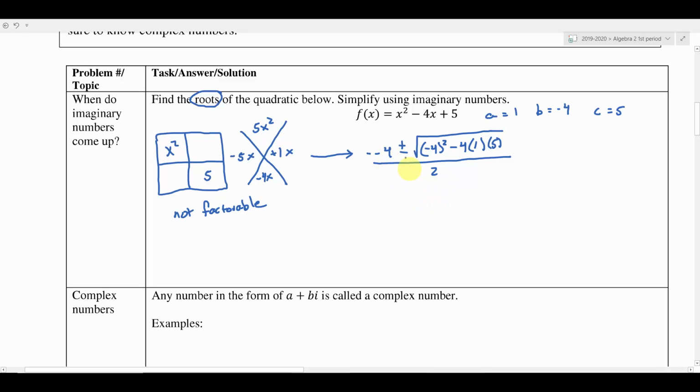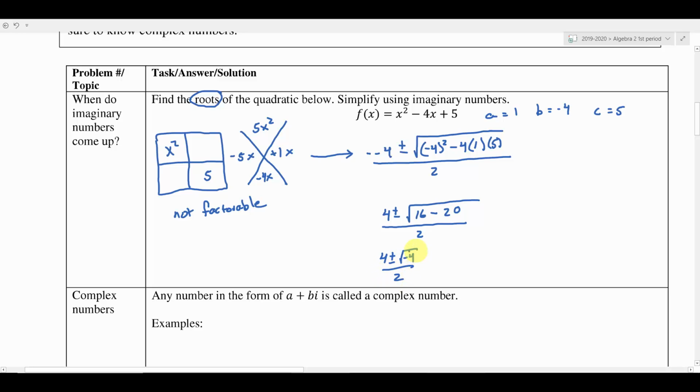All right, and then I like to simplify step by step. I see a pair of negatives there, so that'll just become a positive 4, plus or minus, and then I start working inside of the square root. This is going to become a positive 16. All right, don't forget about the parentheses when you put that in the calculator. And this will be minus 4 times 1 times 5, which is 20. So I have 16 minus 20, and then this will all be over 2. And then I just keep working. So I can do 16 minus 20 inside of the square root. So I've got 4 plus or minus the square root of negative 4, over 2.